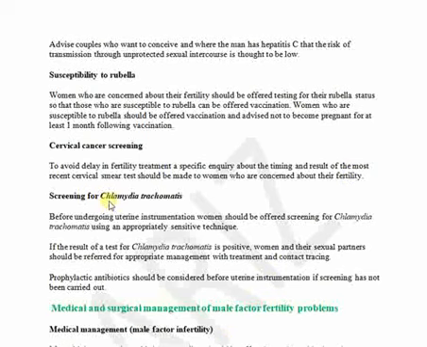Screening for Chlamydia trachomatis. Before undergoing uterine instrumentation, women should be offered screening for Chlamydia trachomatis using an appropriately sensitive technique. If the result of a test for Chlamydia trachomatis is positive, women and their sexual partners should be referred for appropriate management with treatment and contact tracing. Prophylactic antibiotics should be considered before uterine instrumentation if screening has not been carried out.